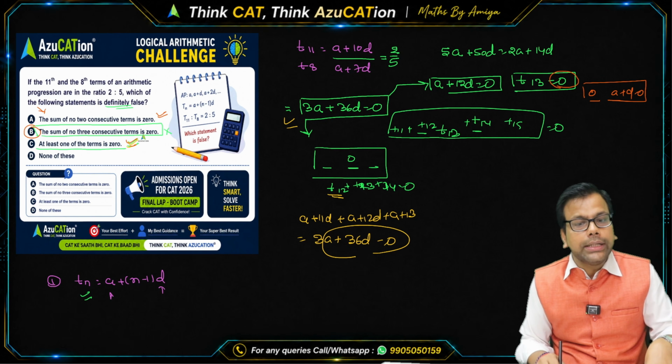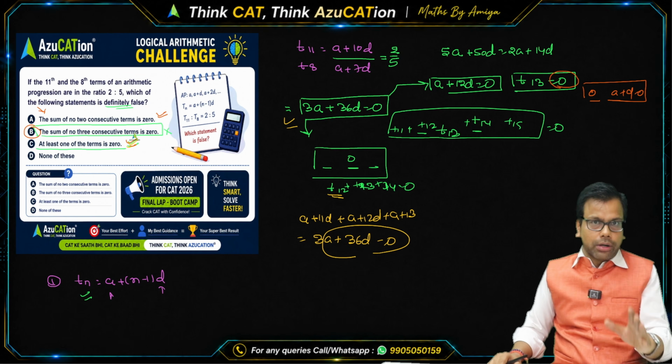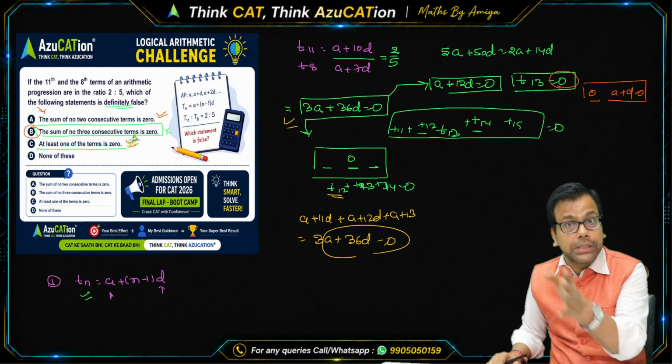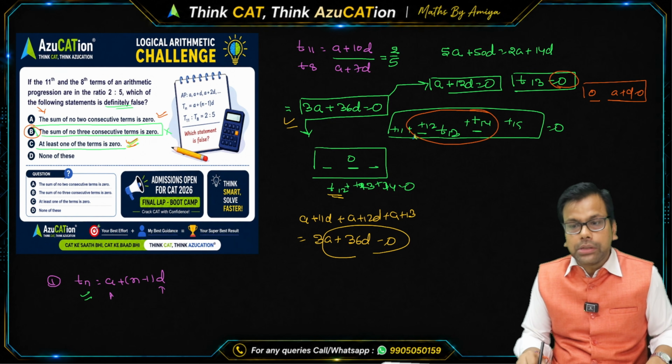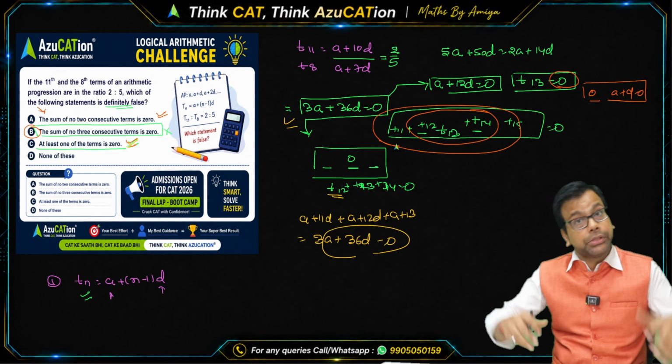The statement that the sum of no 3 terms is 0 is definitely wrong. T12 plus T13 plus T14 is going to be 0. The summation of these terms is 0. The summation of 7 terms is 0.